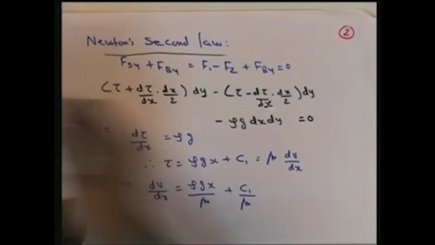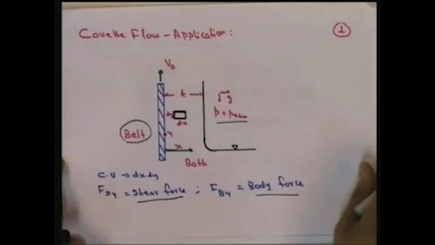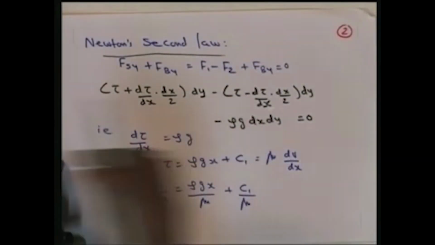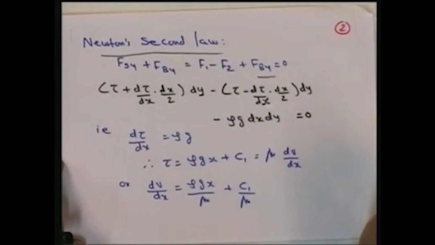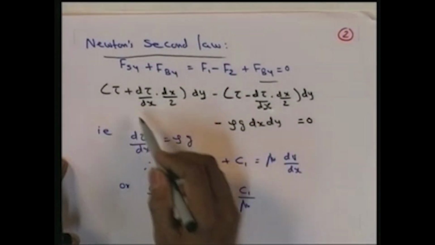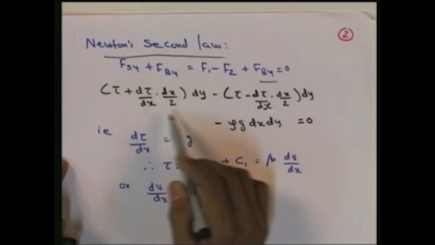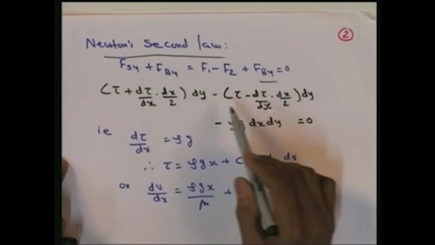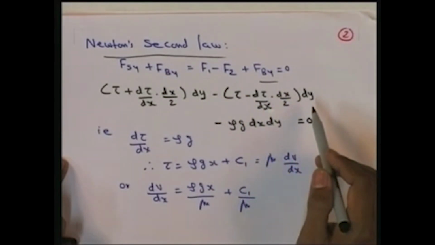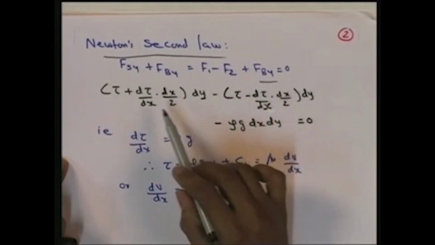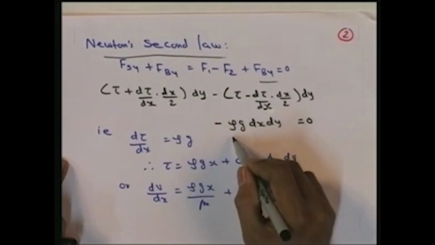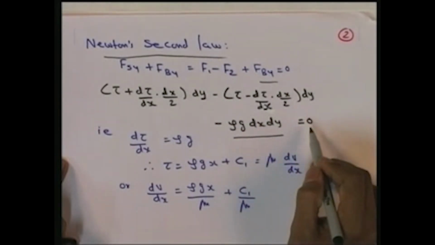So, with respect to the previous figure, if you consider this element, F1 and F2 on both faces are the shear forces, and Fby is the body force. Then we can write the expression as (tau plus d tau by dx into dx by 2) into dy minus (tau minus d tau by dx into dx by 2) into dy. So, this is with respect to the fluid element which we considered. Tau is the shear stress, minus rho g dx dy is equal to 0.